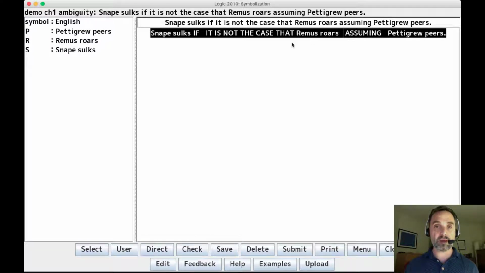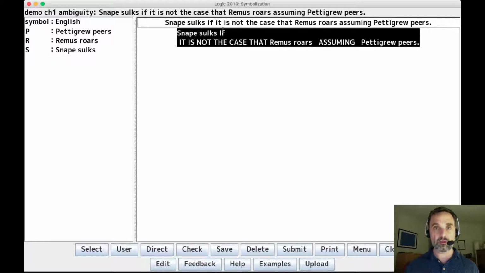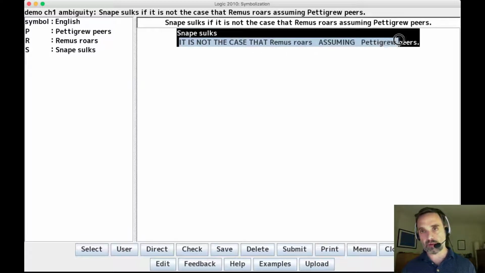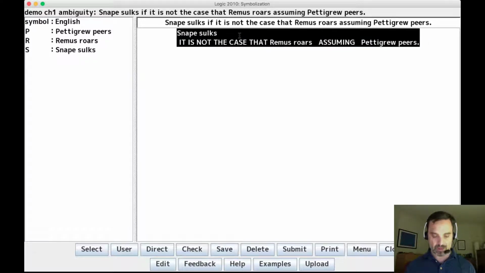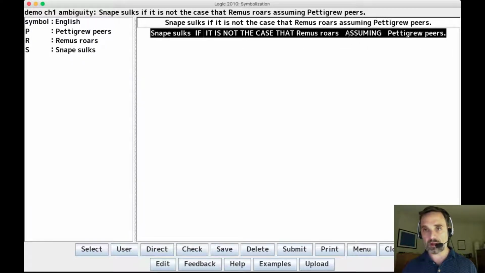Well, in fact, let's consider which ones of these pass the removal test. So does the "if" pass the removal test? Well, if we remove the "if," then we have on one side, Snape sulks, and that's a sentence. And we have on the other hand, it is not the case that Remus roars, assuming Pettigrew peers. And that's also a sentence. So the "if" could be the main connective. As it turns out, also the "assuming" could be the main connective.